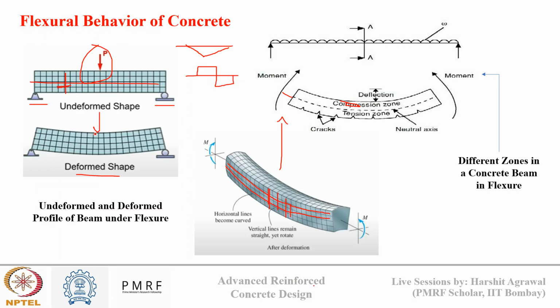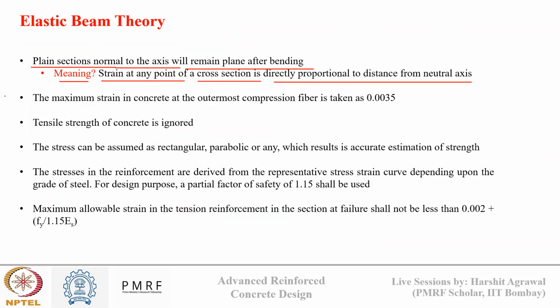You saw here in this figure, this is my vertical line. As I go away from the neutral axis, the strain will also increase proportionally. This is what this point says: strain at any point of a cross section is directly proportional to the distance from the neutral axis. So as we go farther away from the neutral axis, the more strain that element in the reinforced concrete will experience.